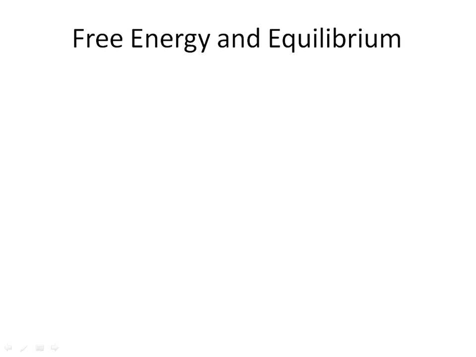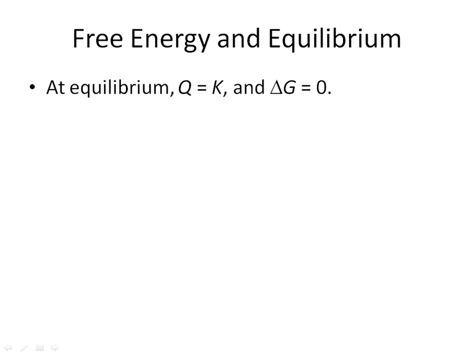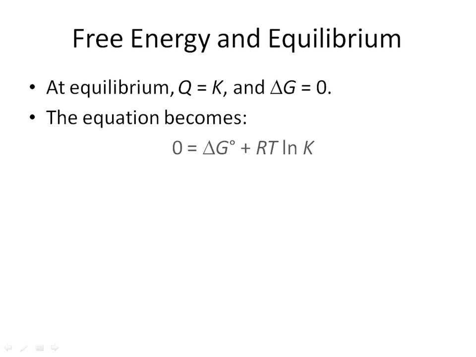Now let's talk about free energy and equilibrium. So we already know that at equilibrium, Q is equal to K. And we agree that when delta G equals 0, there's no more free energy to go in either direction, and so we must be at equilibrium. So let's plug some things in.